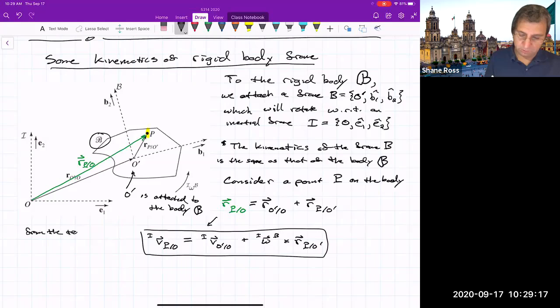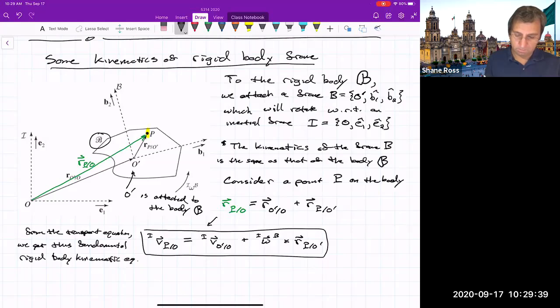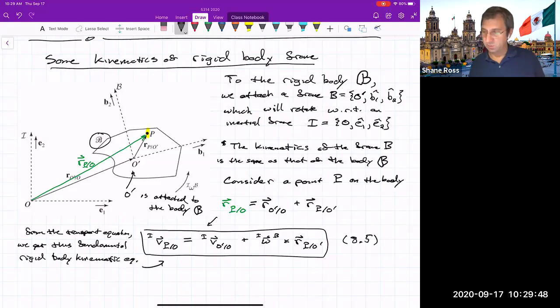So from the transport equation that we've now used several times, we get this. This is a fundamental rigid body kinematic equation. This thing. And this is in the book, it's equation 8.5.